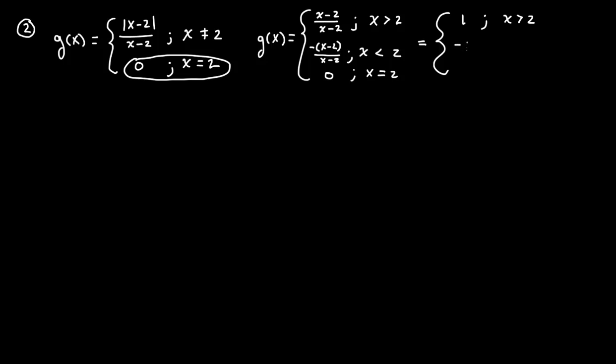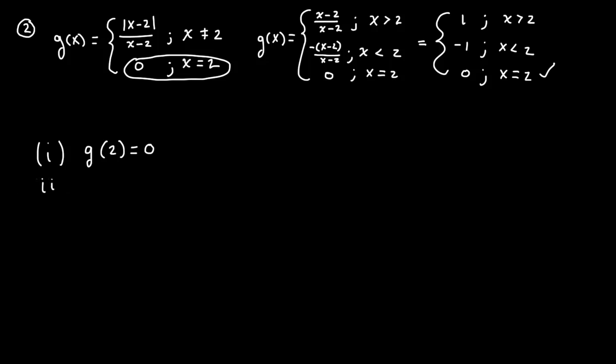The function g is negative 1, provided that x is less than 2. And the function g is 0, provided that x equals 2. Let's do our formal proof. Step 1, g at 2 is equal to 0 because it's defined as such.